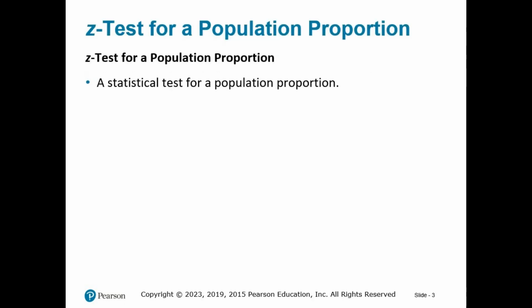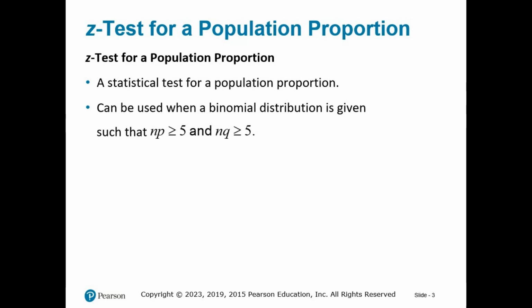A z-test for a population proportion is a statistical test for a population proportion. It can be used when a binomial distribution is given. Just like at the end of Chapter 5 and the end of Chapter 6, we're looking for things like NP is greater than or equal to 5 and NQ is greater than or equal to 5. We've dealt with that requirement before.